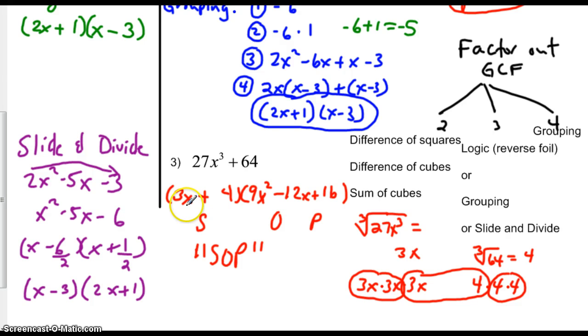Then we square, smash, square. So we square 3x. 3x squared is 3x times 3x, so that's 9x squared. Then we smash. 3x times 4 is 12x. And that's why that sign had to be down there before, so we don't get the wrong sign. And then we square 4. So 4 times 4 is 16.